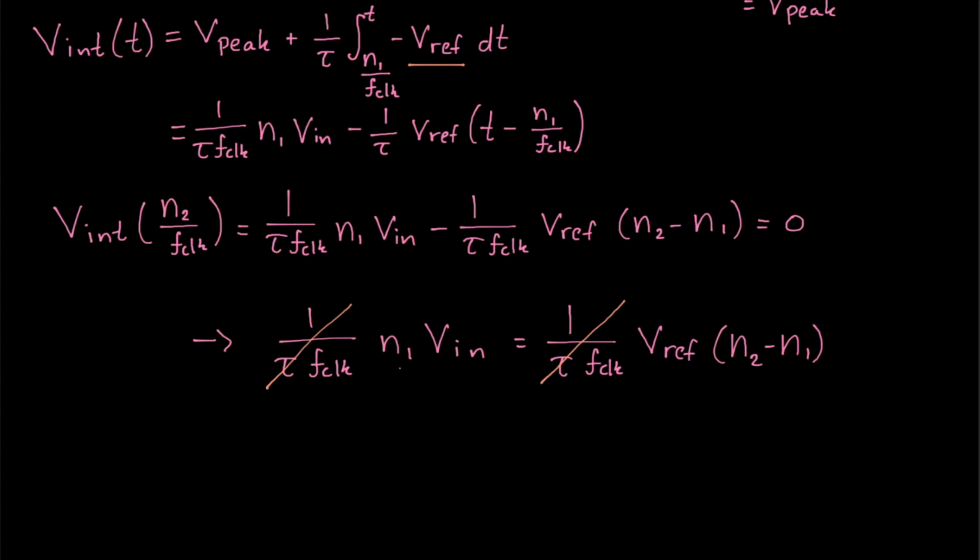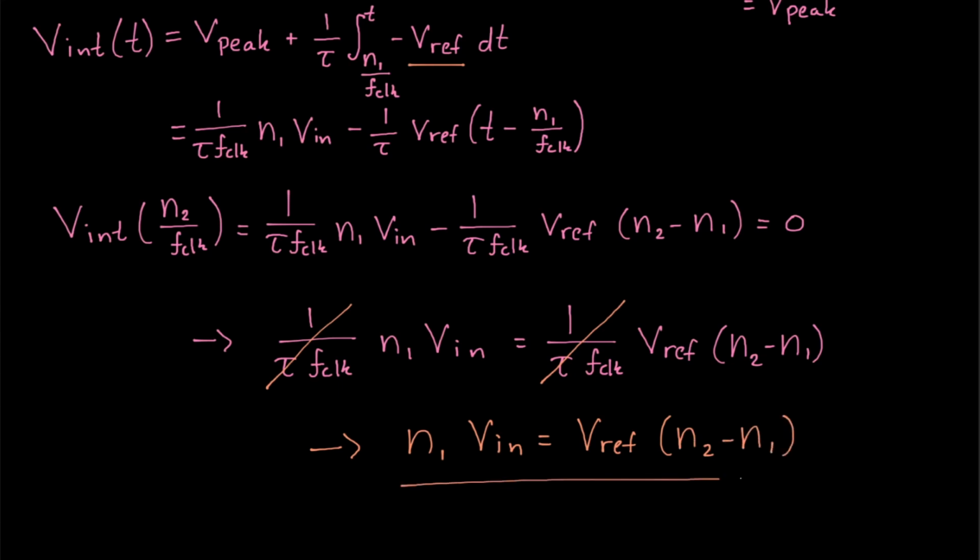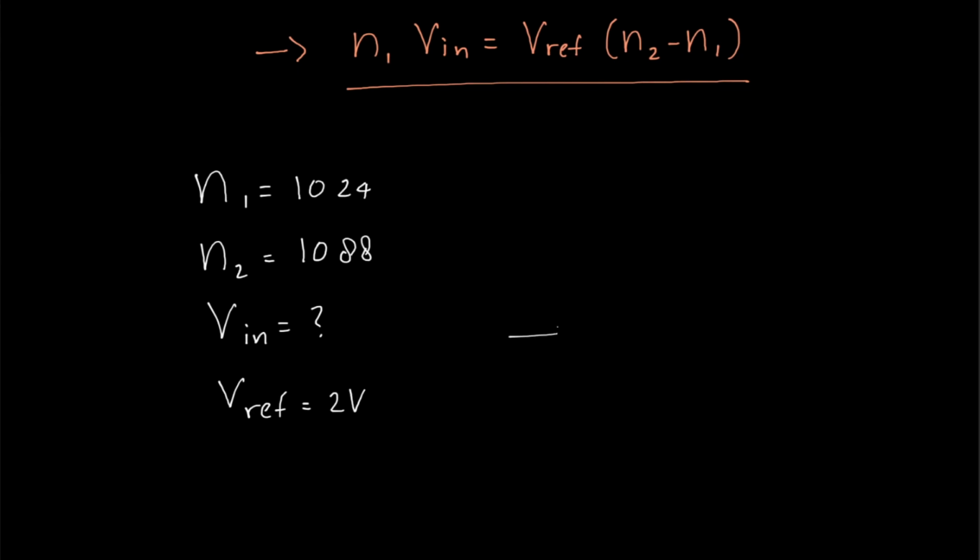This leaves us with the final transfer function of N1 Vin being equal to Vref times N2 minus N1. And we can now fill in the given parameters for N1, N2 and Vref to obtain an input voltage of 0.125 volts with the equation above.